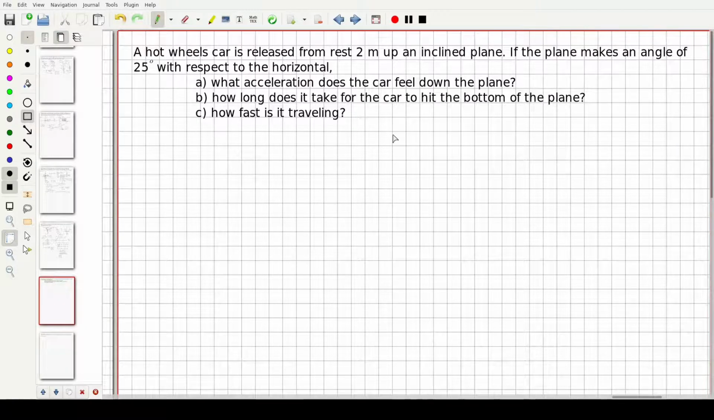Now, we have another problem here. A Hot Wheels car is released from rest 2 meters up an inclined plane. If the plane makes an angle of 25 degrees with respect to the horizontal, A, what acceleration does the car feel down the plane? B, how long does it take for the car to hit the bottom of the plane? And C, how fast is it traveling?